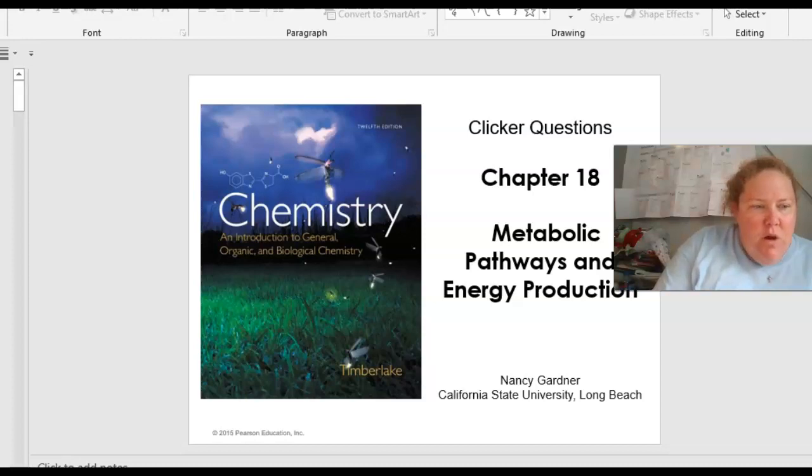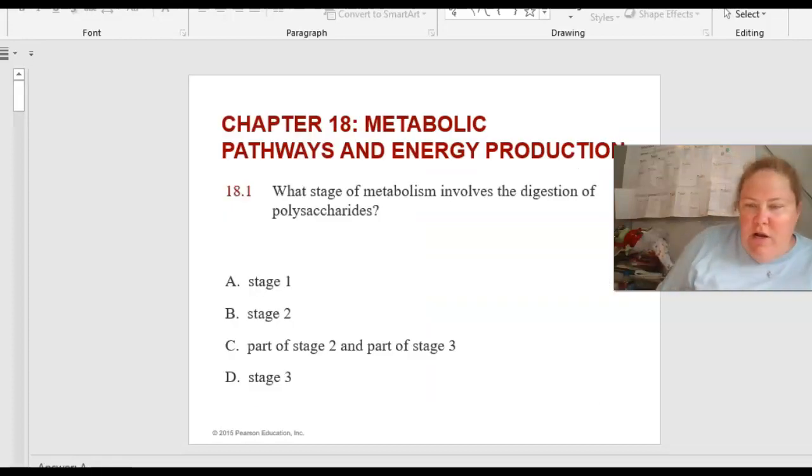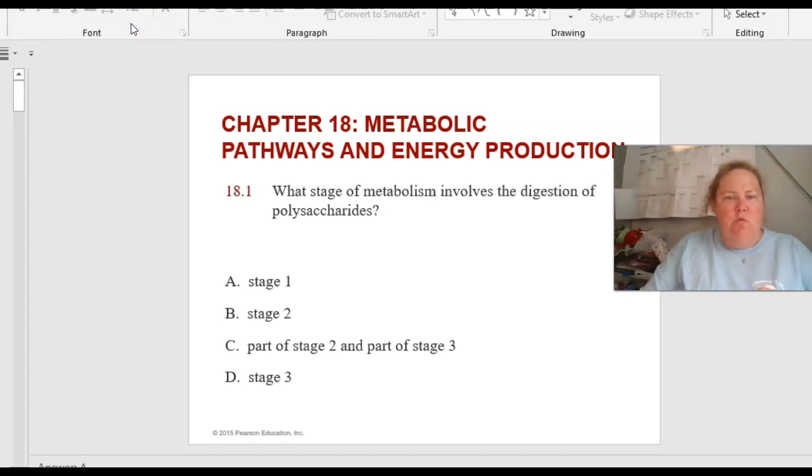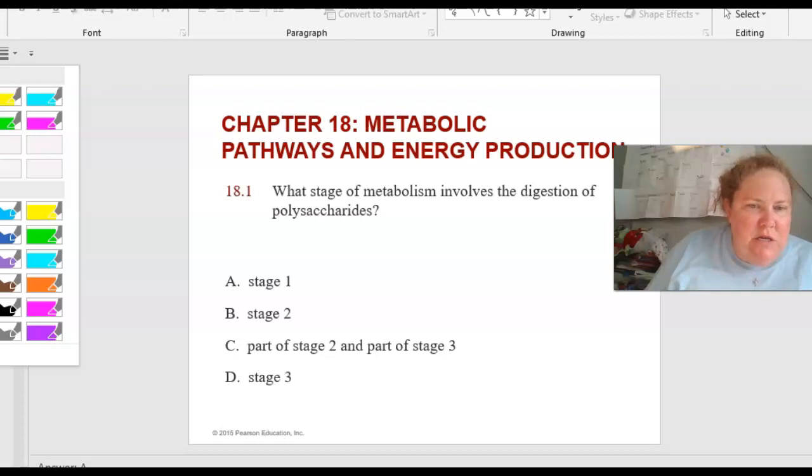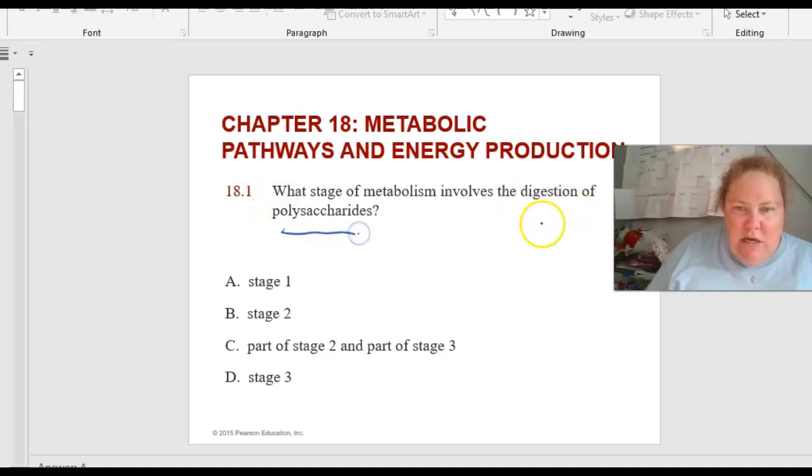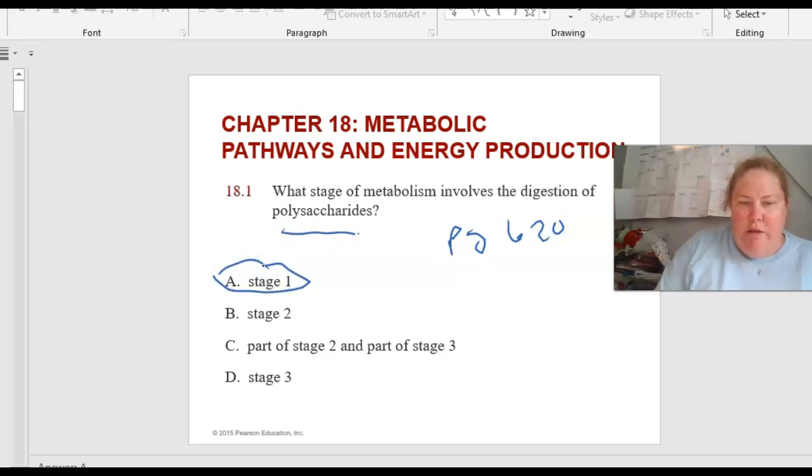Okay, so for chapter 18, this is metabolic pathways and energy production. For this question, it says, which stage of metabolism involves the digestion of polysaccharides? If we remember, we actually start to digest in the mouth, right? Especially with the polysaccharides, so make sure that you're paying attention to that word. This you can find on page 620 in your textbook. Since we can start doing the digestion in the mouth, that's actually going to be stage 1.